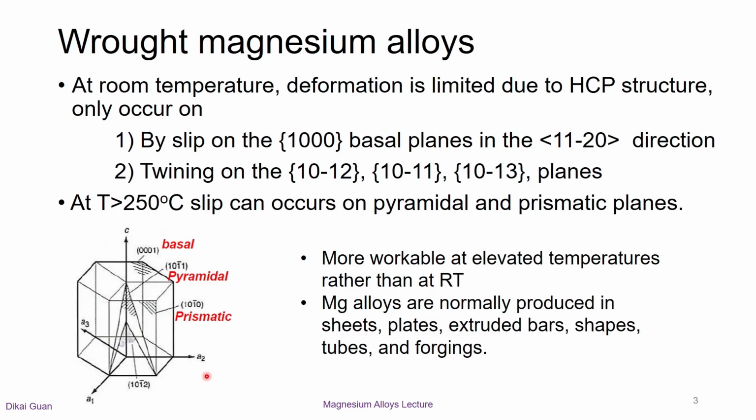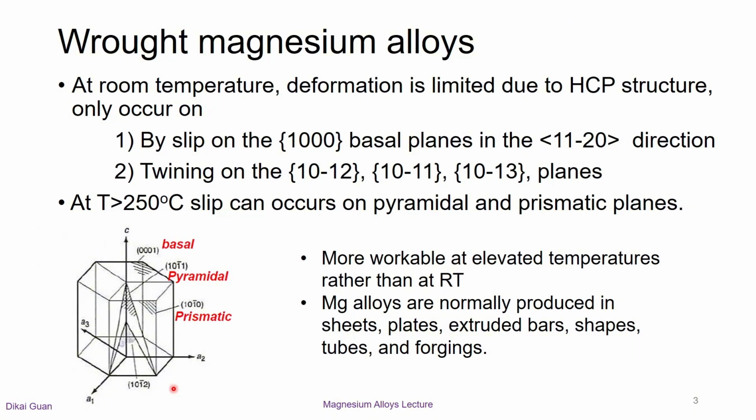Wrought magnesium alloys attract special interest as lightweight structural materials due to their homogeneous microstructure and enhanced mechanical properties compared to as-cast alloys. However, due to the hexagonal crystal structure, poor formability has been the biggest challenge in wrought magnesium alloys. As we mentioned in the previous lectures, at room temperature, the active slip system of magnesium alloys is the basal slip, where slip takes place on the basal plane in the <11-20> direction.